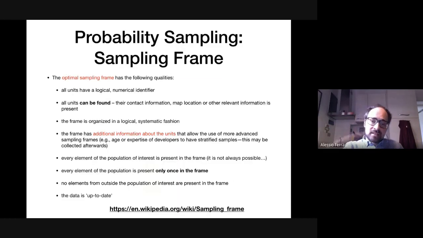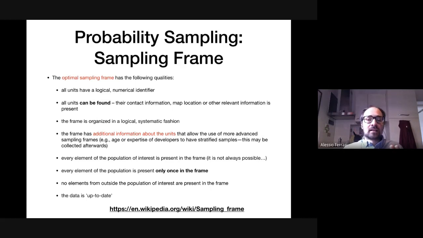Sampling frame. Here is a little remark taken directly from Wikipedia. You understood that there is a difference between the population, which is a somewhat vague concept, and the sampling frame, which is a list. So a list of people, and there is a definition of optimal sampling frame, because most of the time you get into a suboptimal sampling frame. In an optimal sampling frame, you cover all the population, because all the units have logical numerical identifiers. All the units can be found, so the people can be identified.